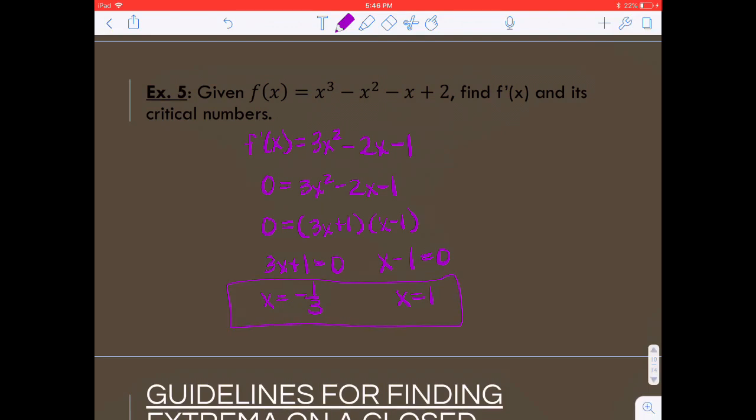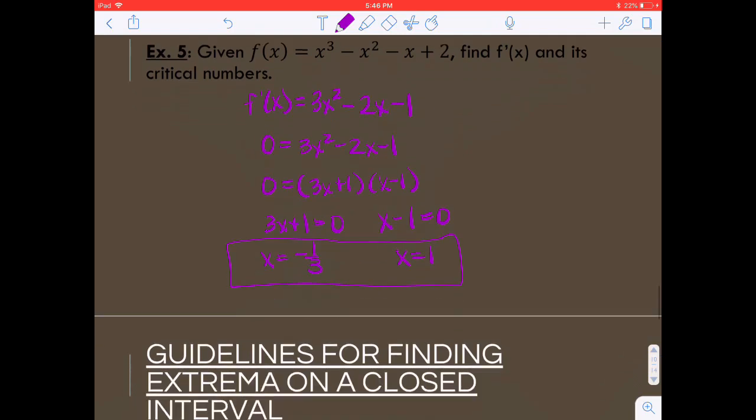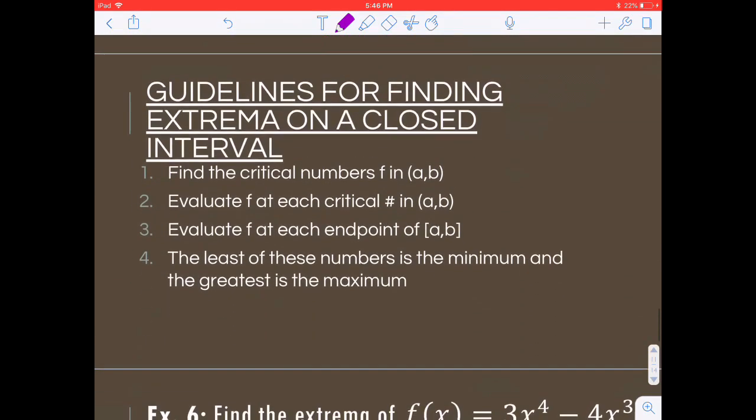Okay, so just some guidelines here for finding extrema on a closed interval. First, find the critical numbers of f in (a, b).